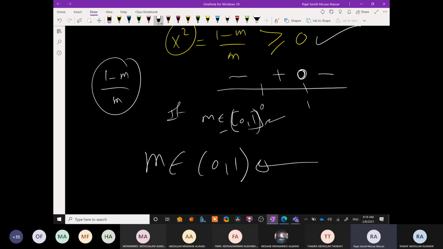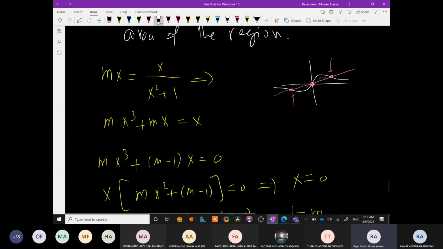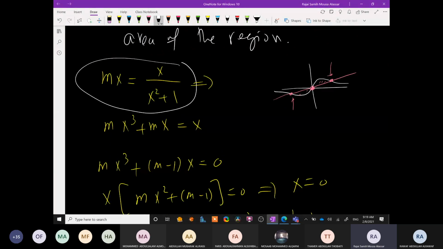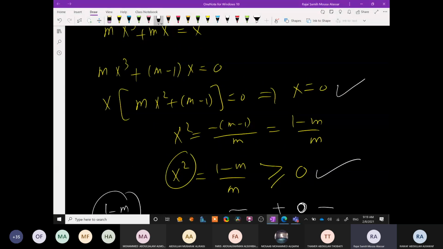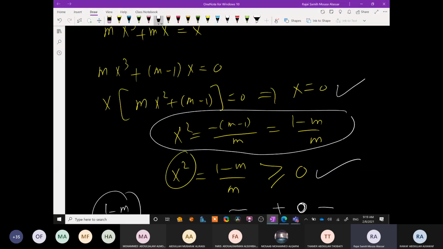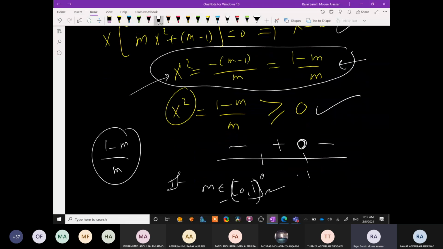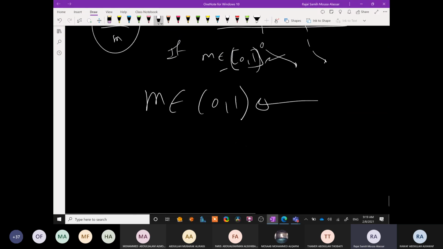We just took the intersection of these two curves, and we tried to find the intersection. We found that the intersection is either at 0 or when (1 minus m) over m is equal to x squared. Since this is x squared, this must be greater than or equal to 0. And then we found in the sign graph that m has to be between 0 and 1. Exactly at 0, they will barely touch. At 1, they will barely touch. There will not be any region. So m has to be between 0 and 1, so we have a region.